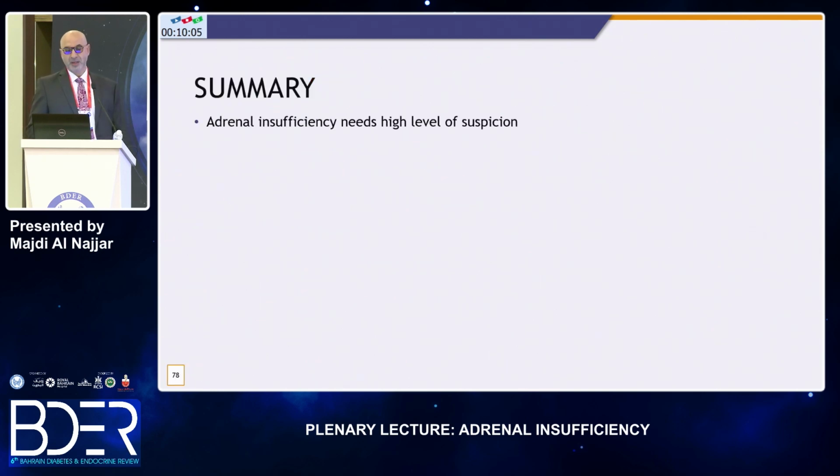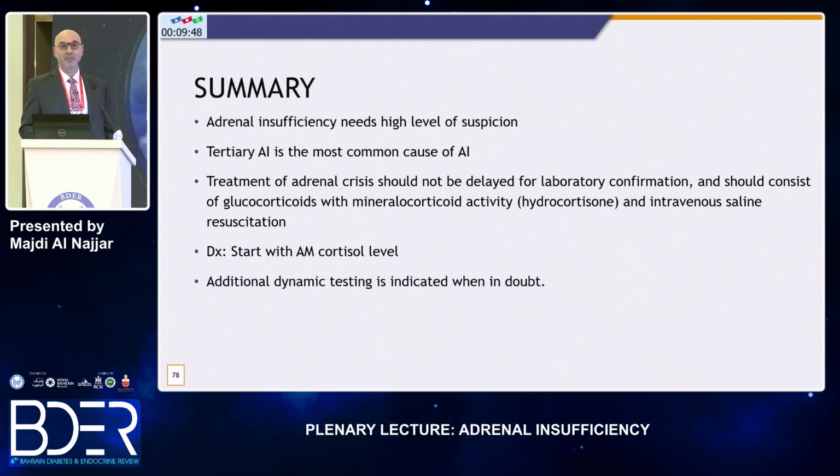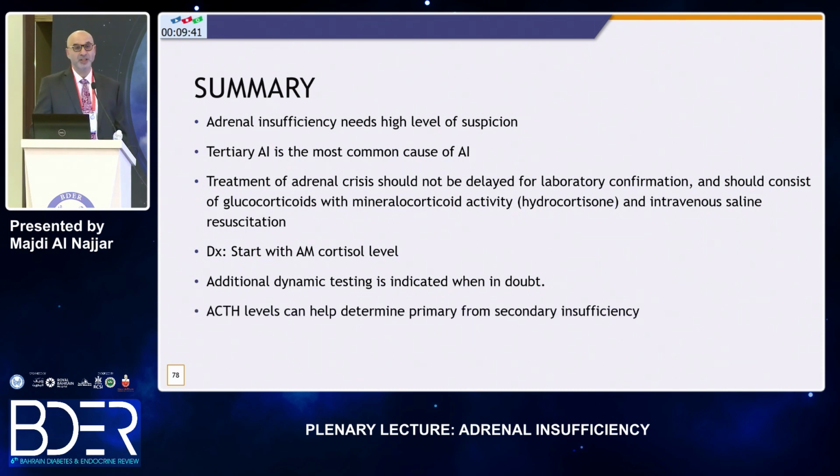Summary: you need a high level of suspicion of adrenal insufficiency because the symptoms are non-specific. Remember, tertiary is the most common because of medications. And if you suspect adrenal crisis, you treat, then you investigate. You don't investigate and wait. Start with AM cortisol. A dynamic test is sometimes needed if your diagnosis is not 100% with the AM cortisol. And then ACTH level can help you differentiate between primary and central.